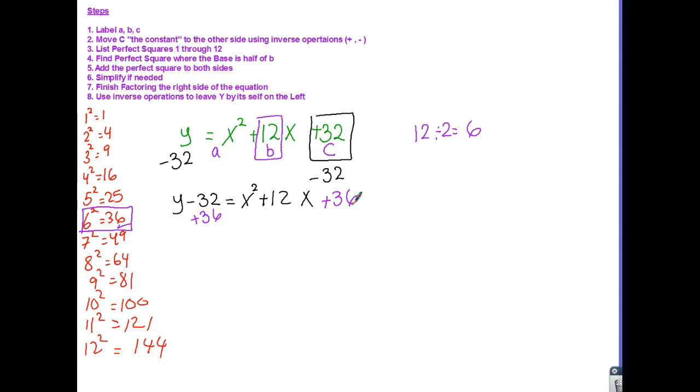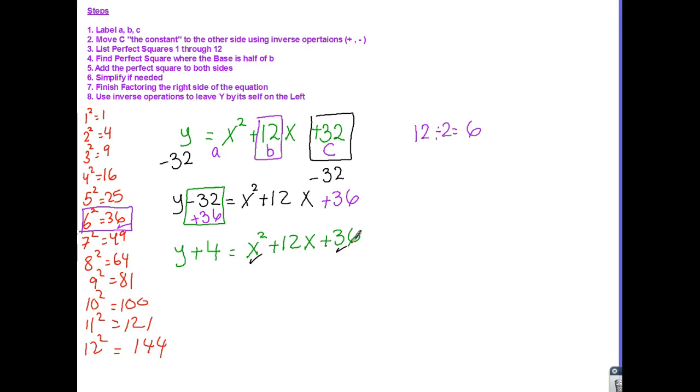Then simplify if needed. So to simplify this, 36 minus 32 is 4 equals x squared plus 12x plus 36. Now we're used to completing the square. So this is how you need the right side to look. You have x squared, you have a perfect square.